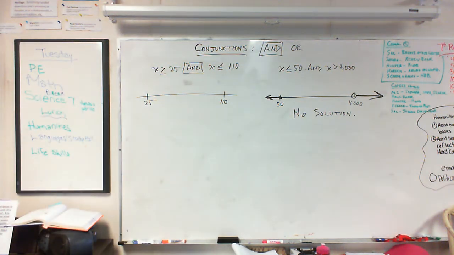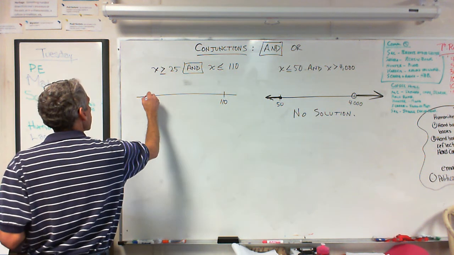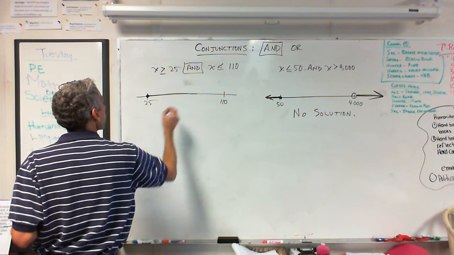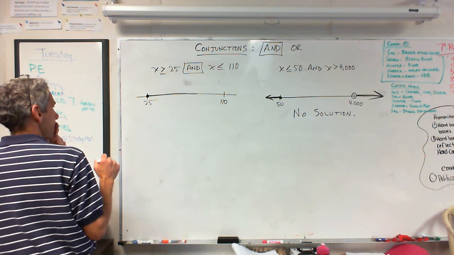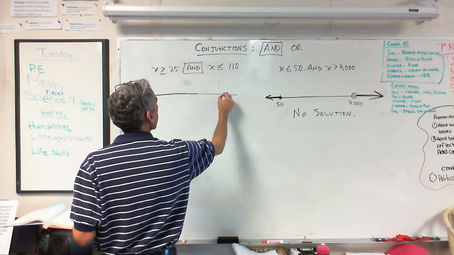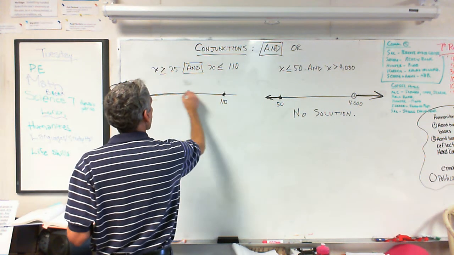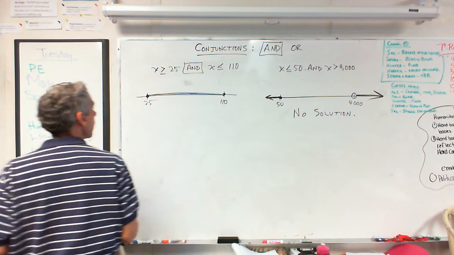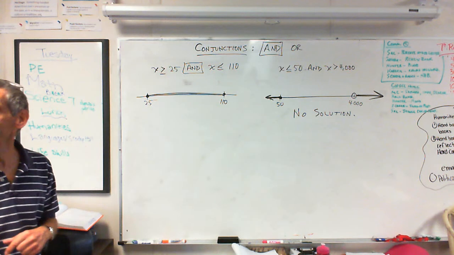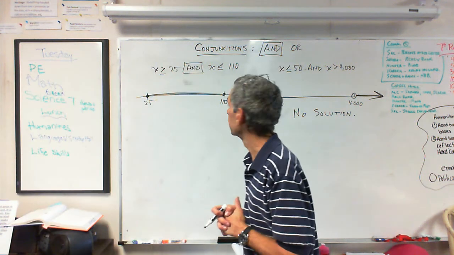Alright, so you would put a solid dot on 25. Okay. And then a line going to the right. Okay. And then you would put a solid dot on 110. Okay. And then go to the left. The line to the left. So I just make a nice big thick line and I'm done. Now write it in the other format for me.